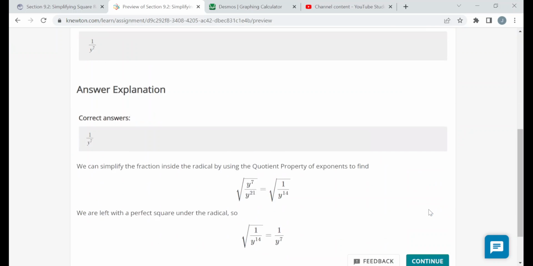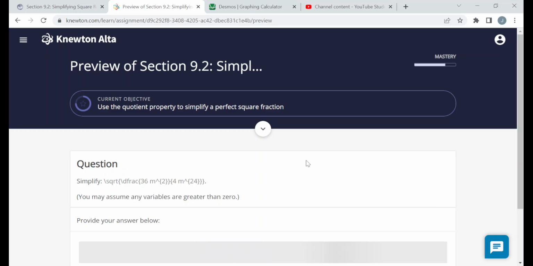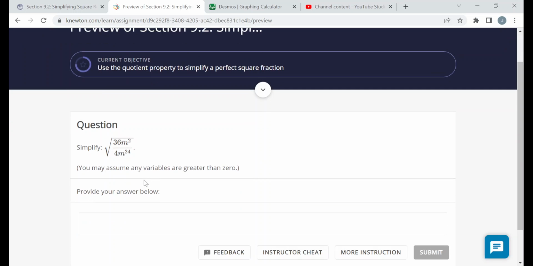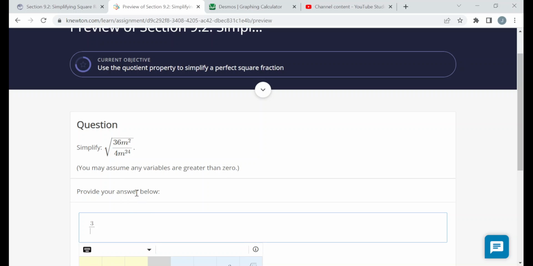Okay. Alright, so another one with this perfect square fraction. This one I'll just talk out. If you were to simplify the fraction inside the radical here, you'd have 9 in the numerator, and the square root of 9 is 3, divided by m to the 22nd in the denominator, whose square root would be m to the 11th power.